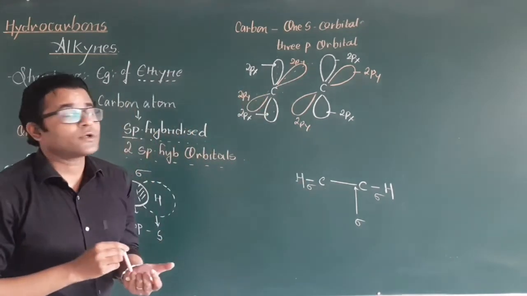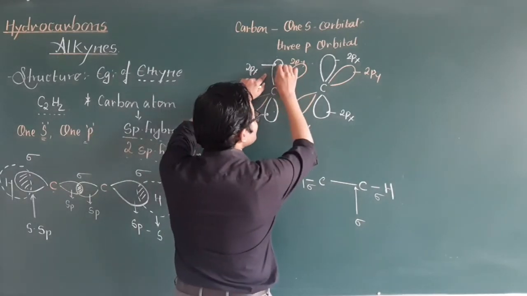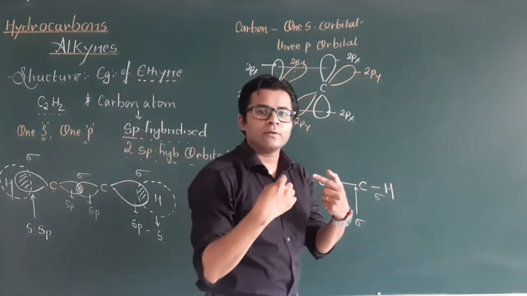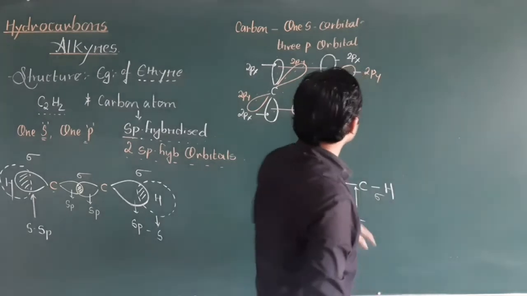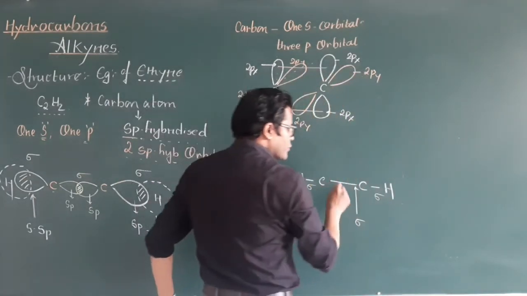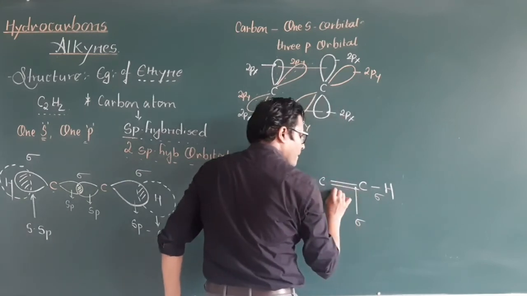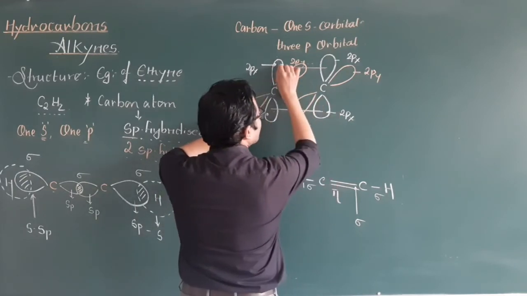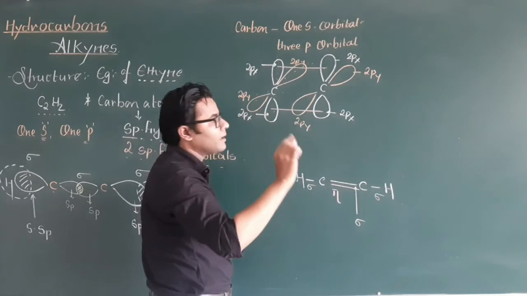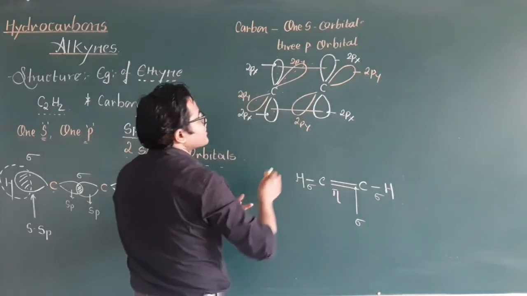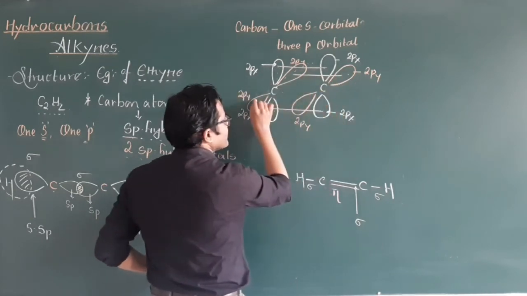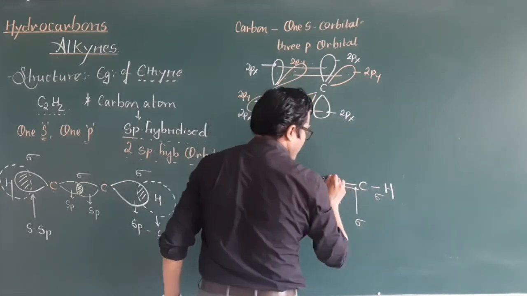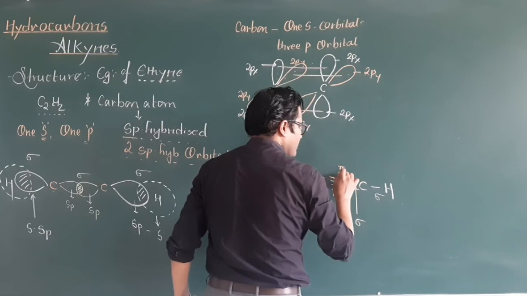Correct. Now, final thing, what is going to happen is that 2px. Now this one is called the lateral overlapping or the sideways overlapping. So 2px, they overlap in order to give us 1, what is it giving us? Pi bond. So this particular overlapping ends up forming 1 pi bond. On the other hand, these two, observe carefully, they overlap, giving rise to the next pi bond.